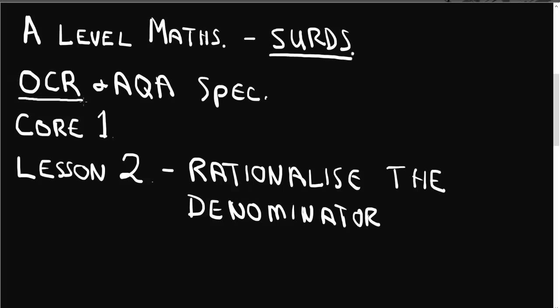This is lesson 2. We're looking at the OCR spec of A-level maths. The first section is on Surds. So it's Core 1. This is lesson 2 on the very exciting Rationalise the denominator.